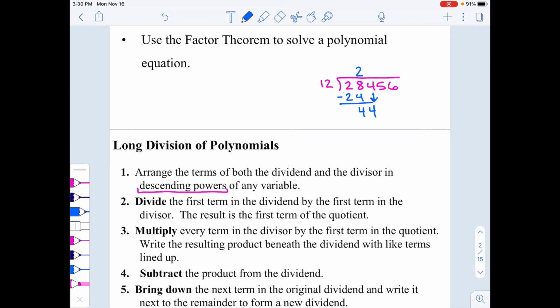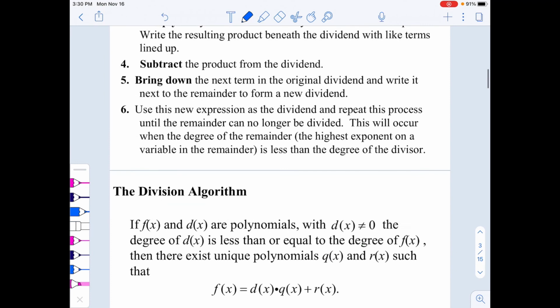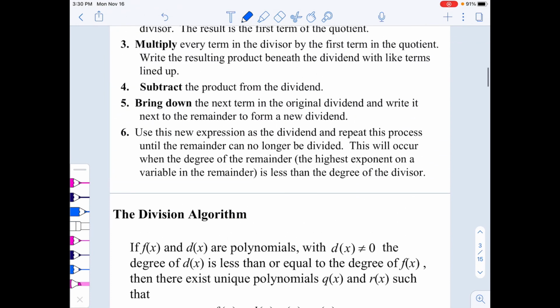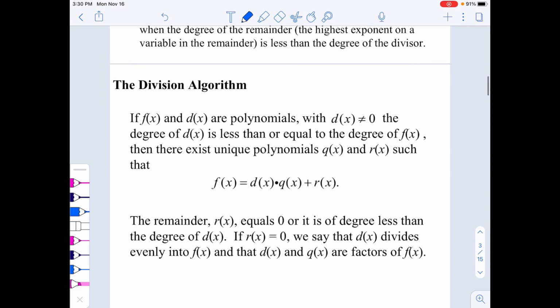2 times 12 was 24. We subtracted. What was left over, we needed the next number brought down, etc. And then you would continue your process. So let's look at an example because, as I said, this is a lot of words.